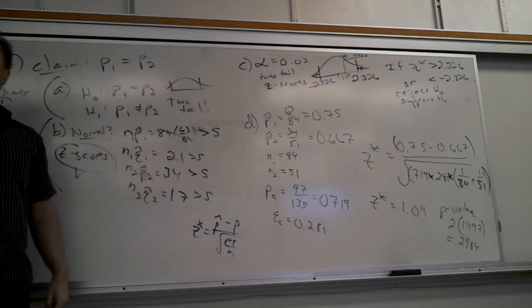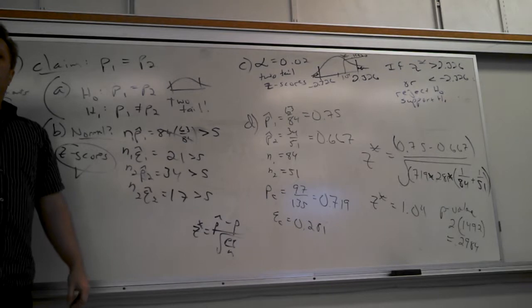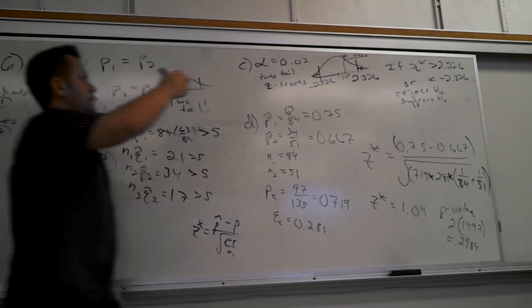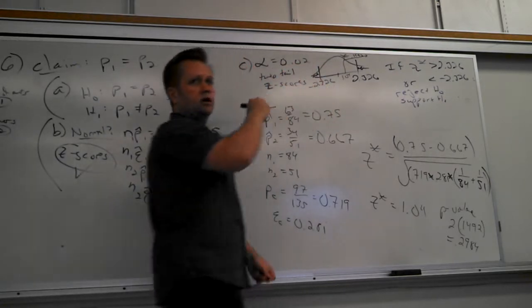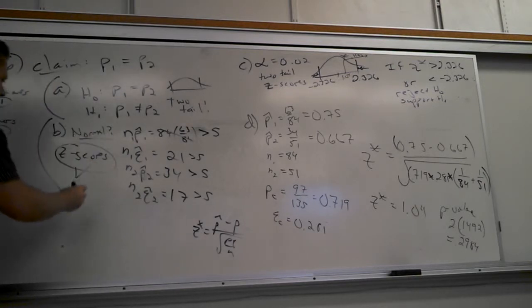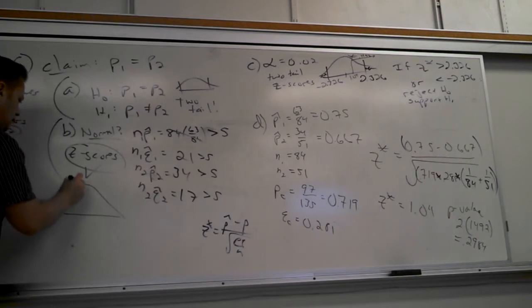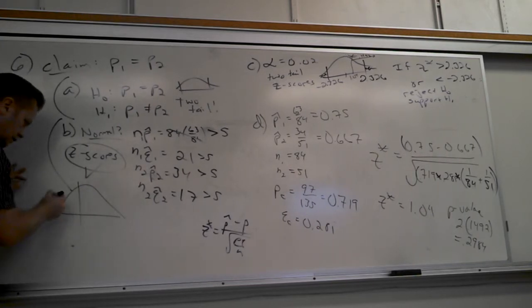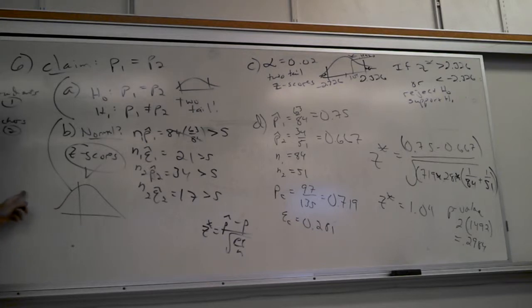Yes, ma'am? So the p-value is going to be the one going to the right? Well, it depends. If my z-star was down here, it's always in the tail that my z-score makes. So if my z-score is here, is that the tail or is that the tail? That's the tail, right?